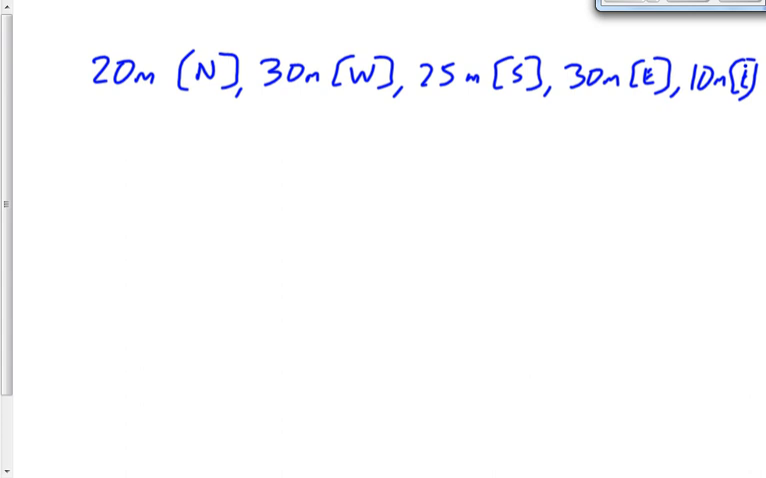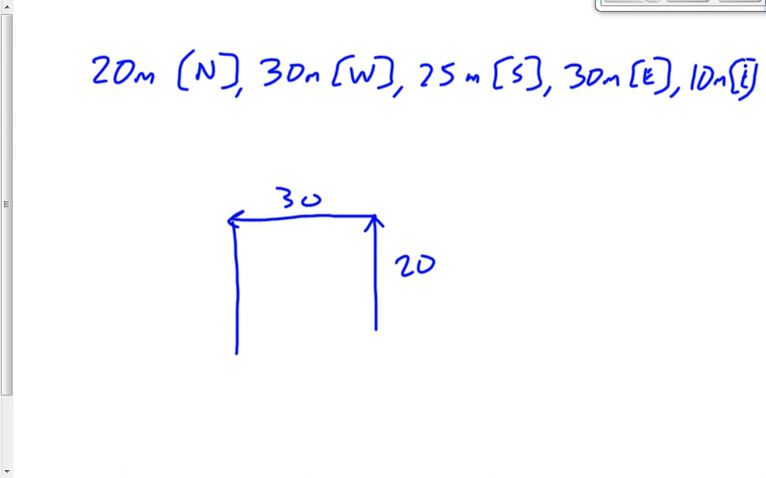This is question number 1 that you had to work on for homework last night. We have to add these vectors together. Now, we can draw a vector diagram with all 5 of these vectors. We can do it fairly easily. 20 meters to the north. Let's start over here a little bit so we get some more space. We have 20 meters to the north. We have 30 meters to the west.